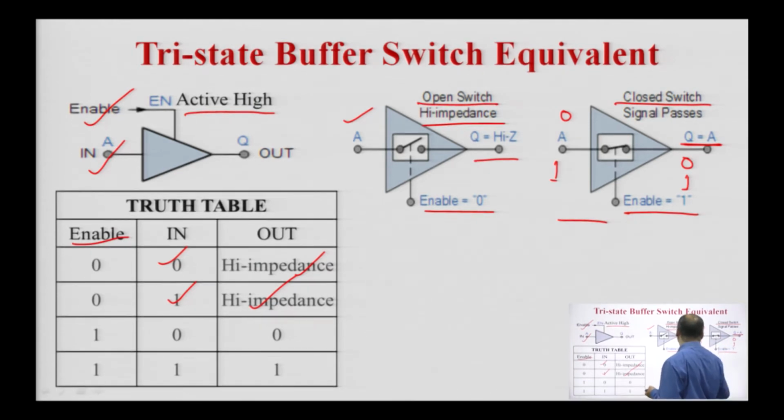When we apply logic 1 to this enable pin, it acts as a closed switch. So, if the input is 0, the output is 0, and if the input is 1, the output is 1. This is the logic which is used in the tri-state buffer. With the help of this truth table, we can easily understand its working. It acts as a switch. When the enable input is 0, it acts as a high impedance state, and when the enable input is 1, it acts as a closed switch, and the output is always equal to the input.